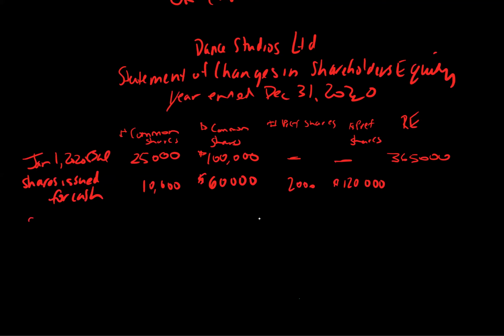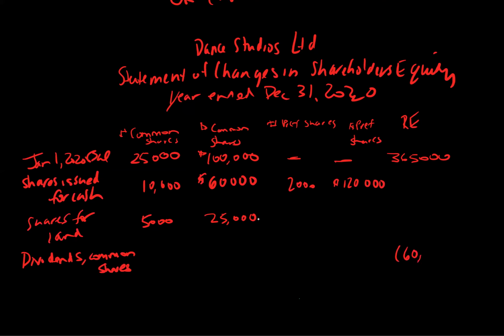Then we are going to issue shares for land. And we issued 5,000 common shares for $25,000, which was the fair value of the land. Then we issued dividends on our common shares. And the dividend that we issued was $60,000. And it's really important to notice that that goes as a deduction from retained earnings because dividends will close out to our retained earnings account, even though we've recorded them to a dividend account. That dividend account closes to retained earnings. So that's why our dividends are reducing the retained earnings in this statement.